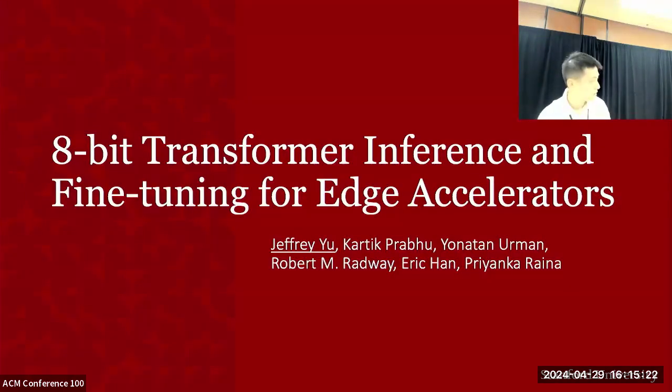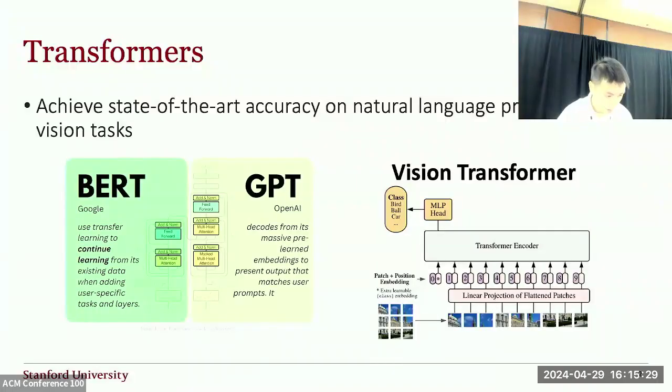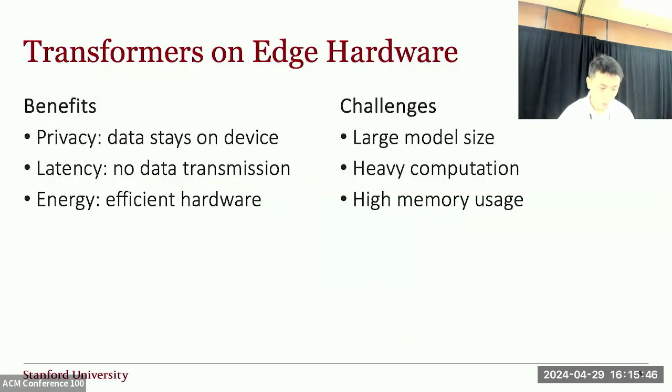Okay, thanks. Hello, everyone. My name is Jeffrey, and today I'm excited to show you our work on 8-bit transformer inference and fine-tuning for edge accelerators. Transformer models have achieved state-of-the-art performance on natural language processing and vision tasks. For example, the BERT and GPT models have revolutionized language understanding and text generation. On the other hand, Vision Transformer has outperformed convolutional neural networks on various image processing tasks. With increasing application of transformer networks, there's a strong motivation to bring them onto the edge, as they offer better privacy, latency, and energy efficiency through custom accelerators.